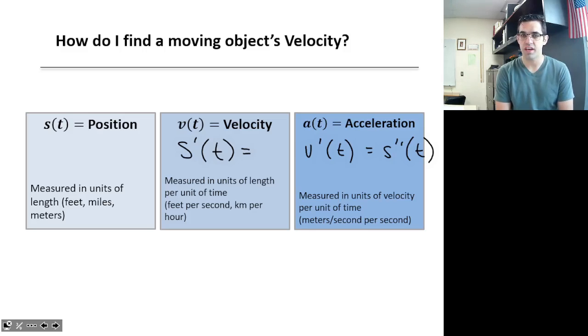Acceleration is measured in units of velocity per unit of time. So if a unit of velocity is length per unit of time, we have length per unit of time per unit of time. So like meters per second, or meters per second squared, you could say.